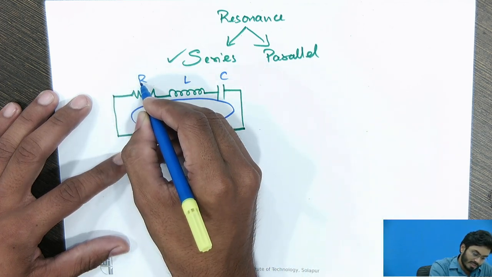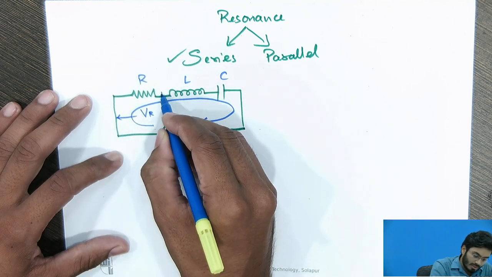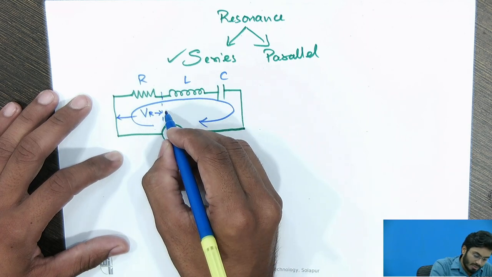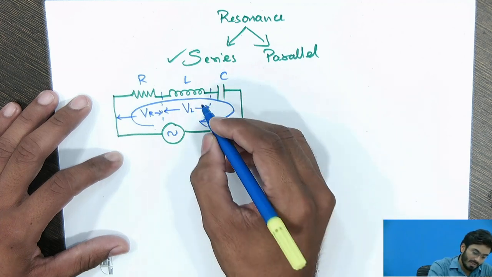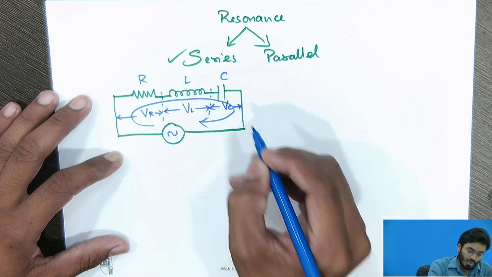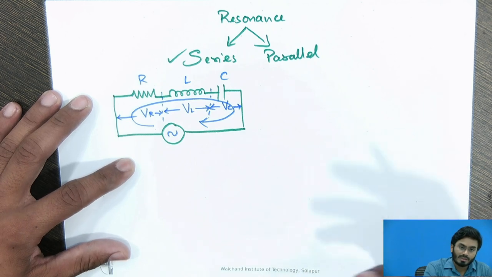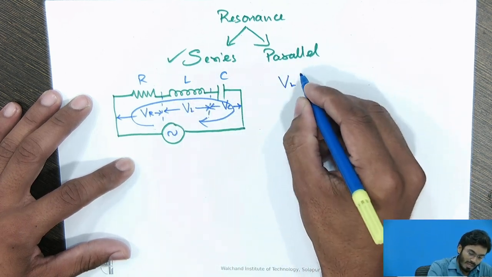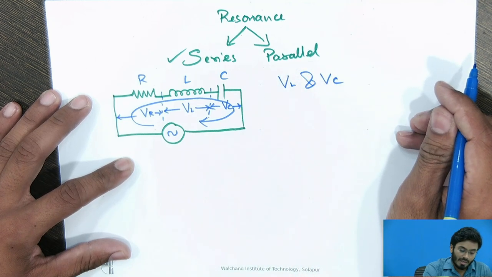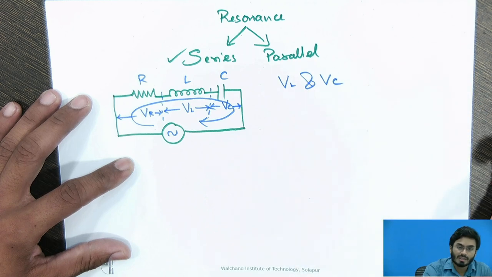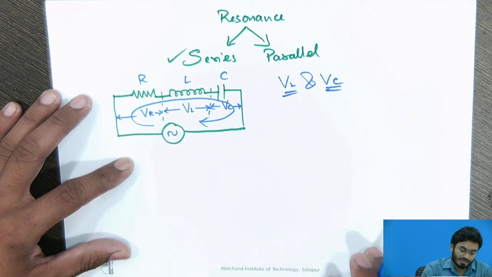So the current flowing through this R is going to cause a drop of VR across this part, and it is going to create a voltage drop of VL across this part of the section. Similarly, it is going to create a drop of VC across the capacitor. And we have also seen the expression for VL and VC in our last video. So just try to recall what we have identified and what is the effect of passage of current in a storage element like L and C, and try to utilize that knowledge in this video.